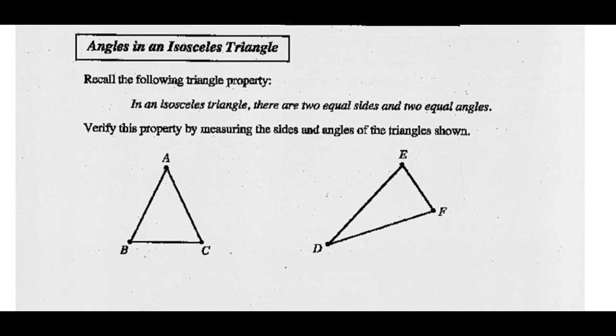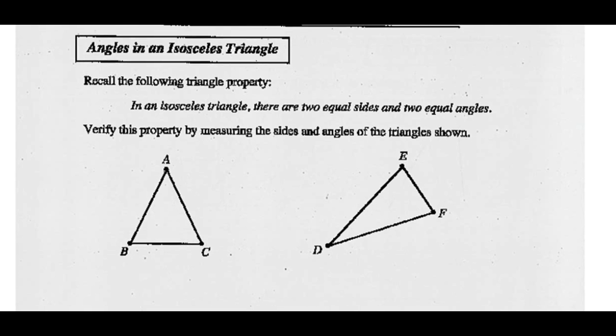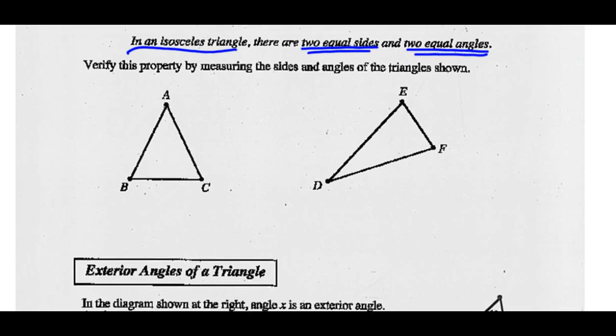How about angles in an isosceles triangle? Recall the following property about an isosceles triangle. There are 2 equal sides and 2 equal angles, and they are always opposite each other. So let's verify this property by measuring the sides and angles of this triangle shown. So go ahead, get out your protractor and your ruler and measure the sides and angles and make sure that these are both isosceles.